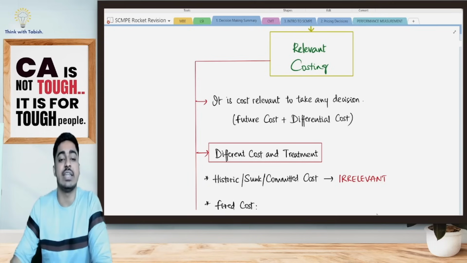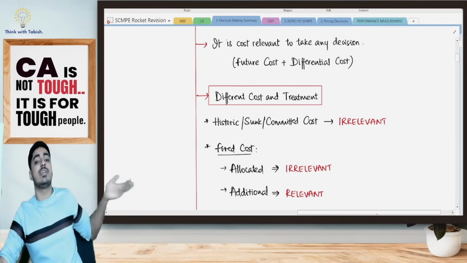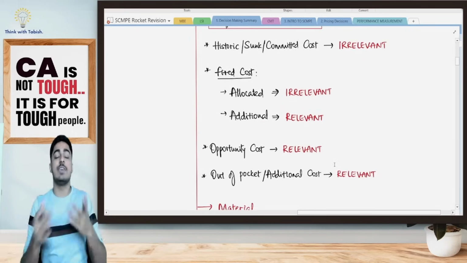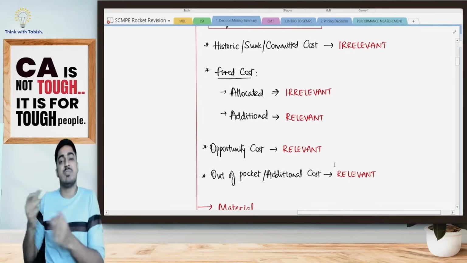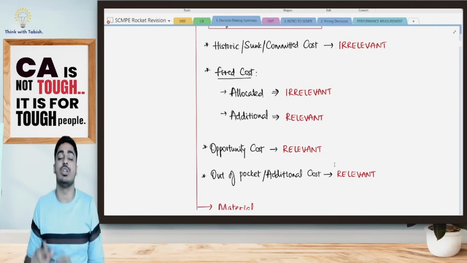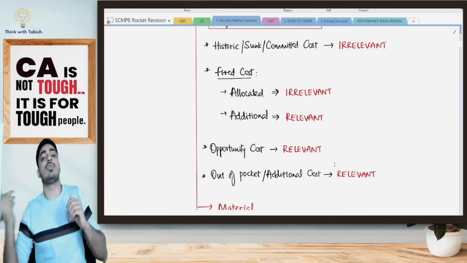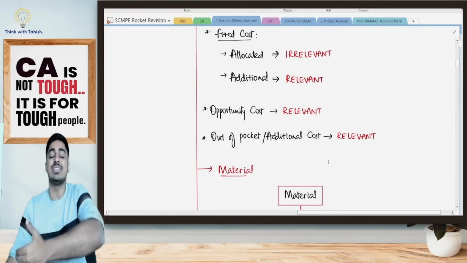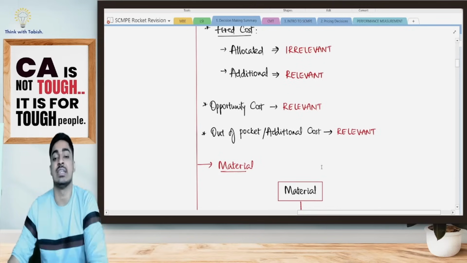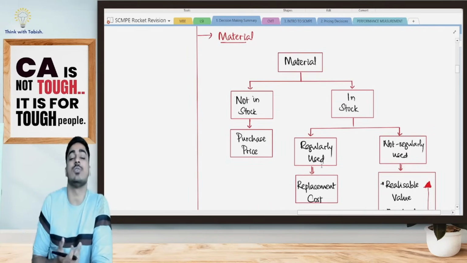Now, different costs and their treatment. Historic cost, sunk cost, committed cost, already incurred in the past, irrelevant for decision making. Fixed cost, if it is allocated, I'm telling irrelevant. If it is additional, specific, traceable, I'm telling it is going to be relevant. Opportunity cost, what I have sacrificed in order to take this decision, always relevant for decision making. Out of pocket or additional cost I'm incurring in order to take the decision is also going to be relevant for decision making.